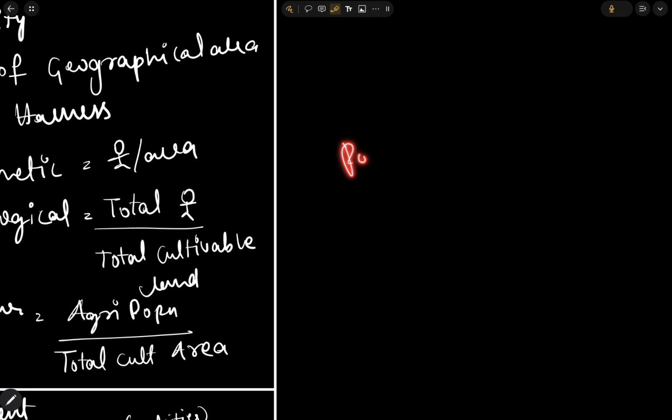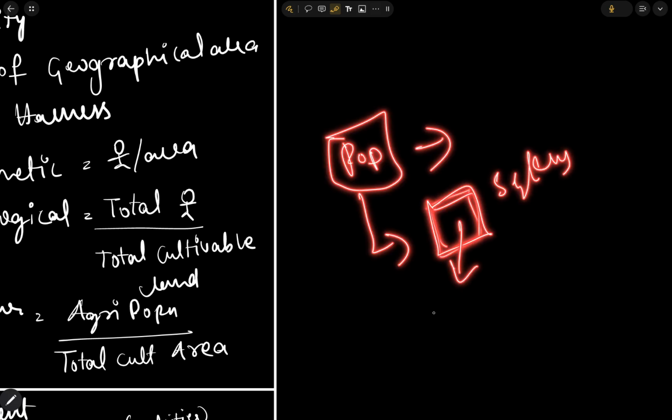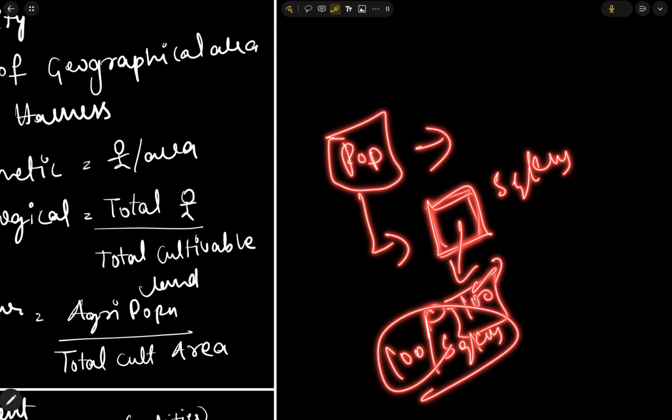First of all, population density. Population density is nothing but a measure of the people in a unit area. So, for example, there is a square kilometer. In that area, how many people are present, for example, 100. Then the population density will be 100 per square kilometer.